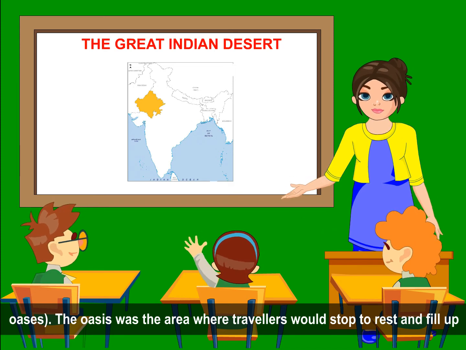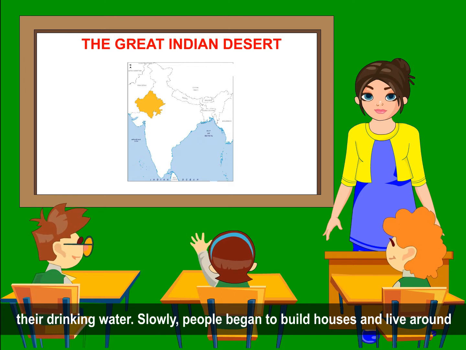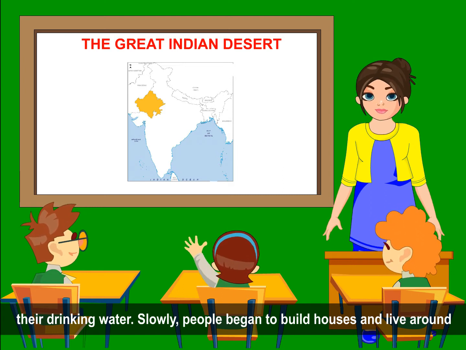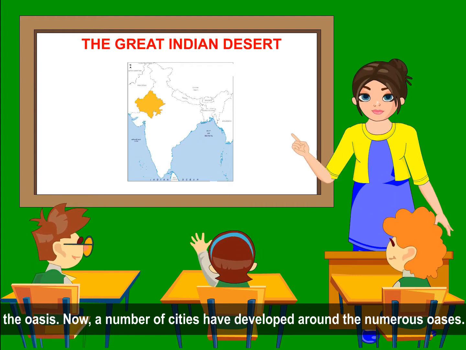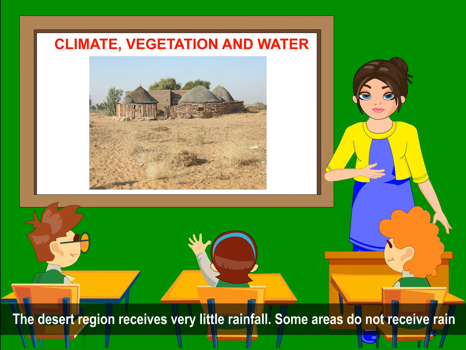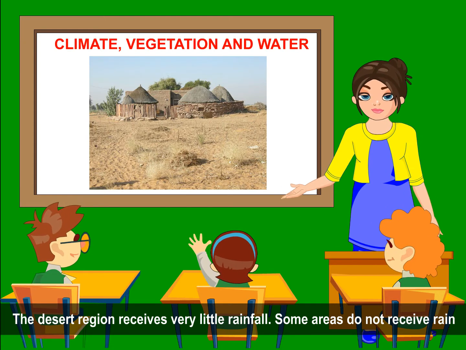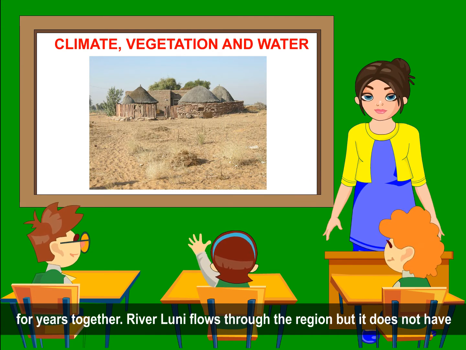The oasis was the area where travelers would stop to rest and fill up their drinking water. Slowly people began to build houses and live around the oasis. Now a number of cities have developed around the numerous oases. Climate, vegetation and water. The desert region receives very little rainfall. Some areas do not receive rain for years together.